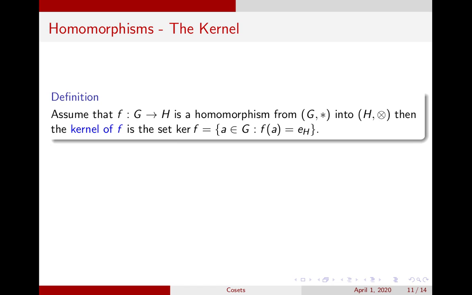There is an important set associated with each homomorphism. It's called the kernel. And the definition of the kernel, given a homomorphism f, the kernel of f is the set of elements of G that are matched with the identity in H. So the kernel of f will be a subset of G. It'll be those things in G that are matched with the identity in H.